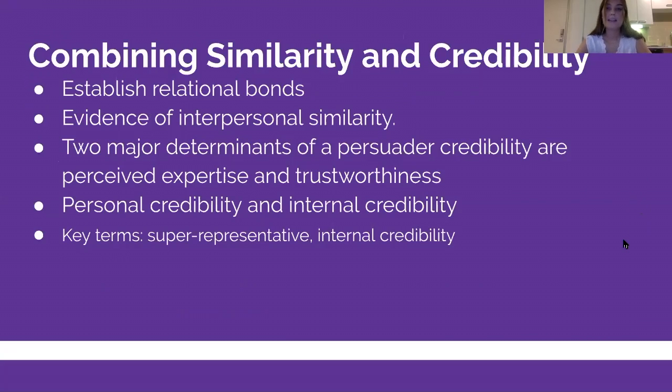Next is combining similarity and credibility. Coactive persuaders establish relational bonds with their audience by expressing interest and caring for their audiences. Evidence for interpersonal similarity is essential to coactive persuaders. Interpersonal similarity usually results in attraction to the persuader, but doesn't always show credibility. There are two big factors in determining a persuader's credibility, which are perceived expertise and trustworthiness. Personal credibility is important to establish trust with an audience. The message needs to have internal credibility, which is the details that are memorable.